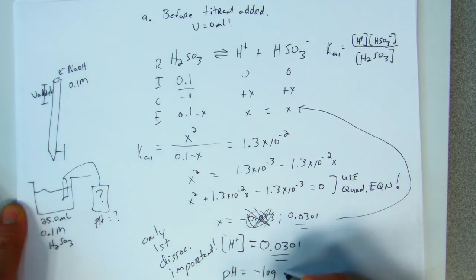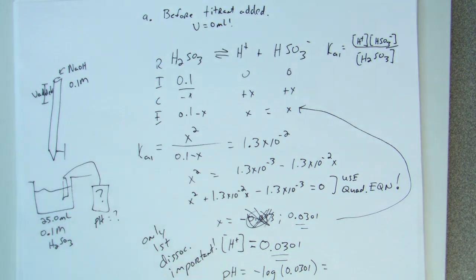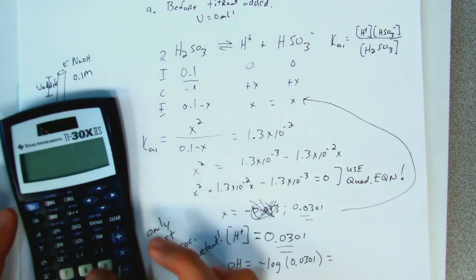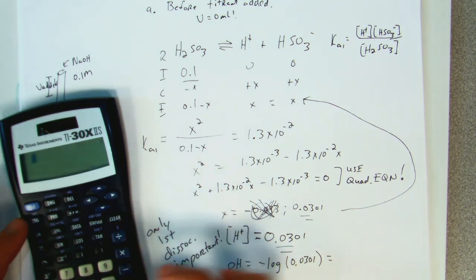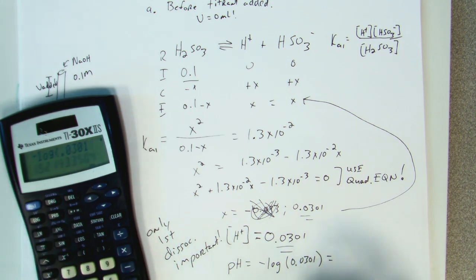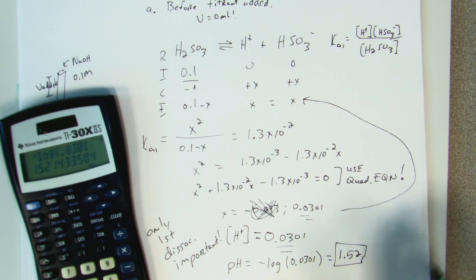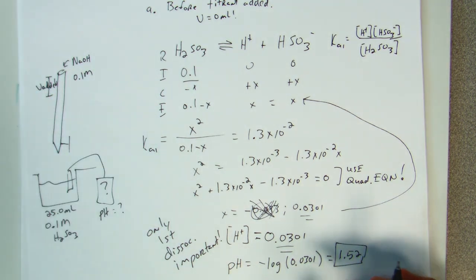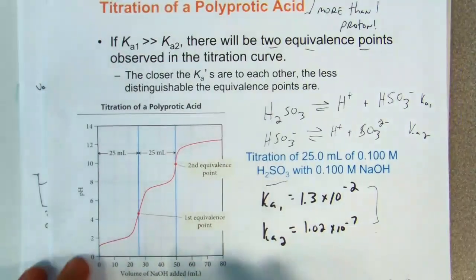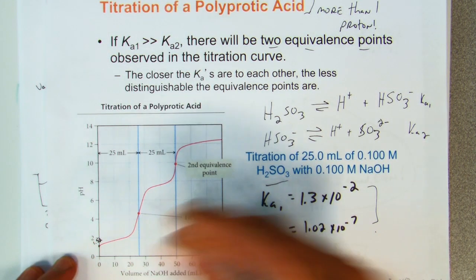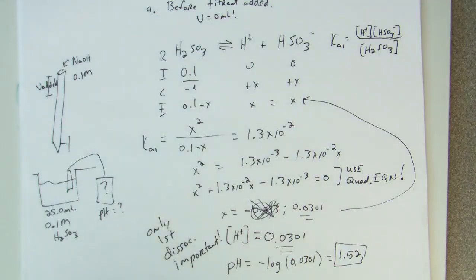So if I take the negative log of that number, I'm essentially solving for a good approximation of our pH. And that's what we're going to do. So I get my calculator, turn it on, negative log 0.0301. I get 1.52. So at this first point on this curve, before any of my NaOH is added, 1.52 is a pretty good indicator of that initial pH.